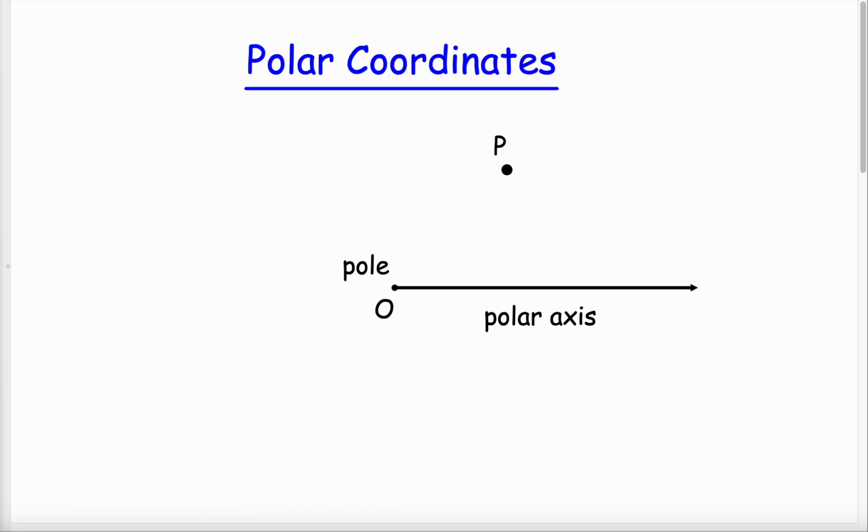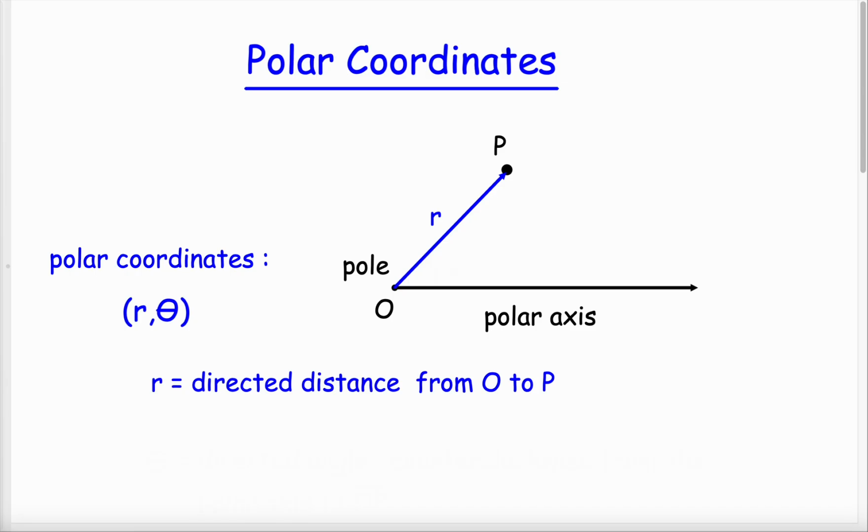So now we need to give it coordinates, and it's still going to have two coordinates, except they're not going to be x and y, they're going to be r and theta. So now you're asking, well, what's r and what's theta? Is that left, right, up, down? We're not doing left, right, up, down anymore. R is going to represent how far that point is from the pole. So that directed distance there is r.